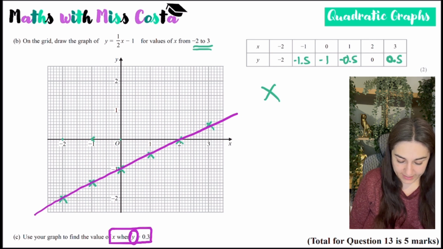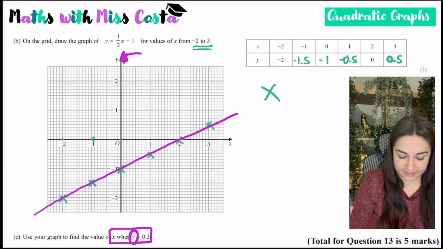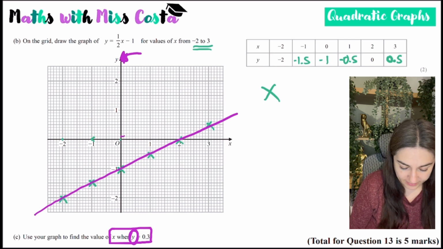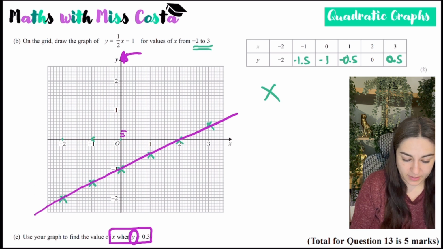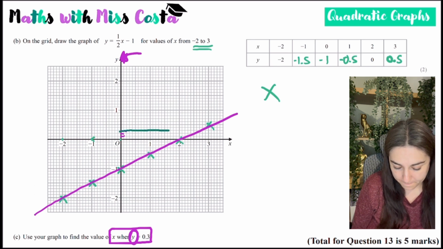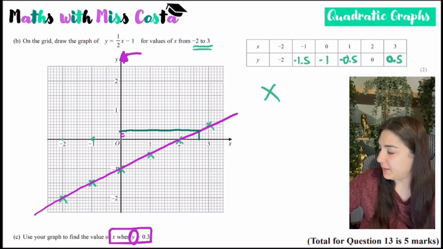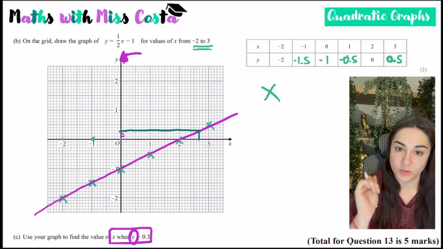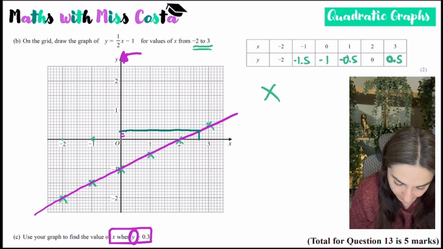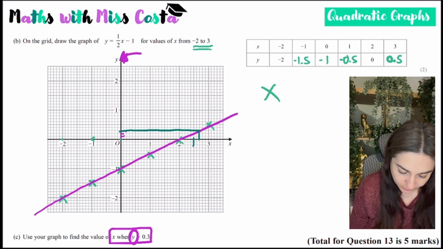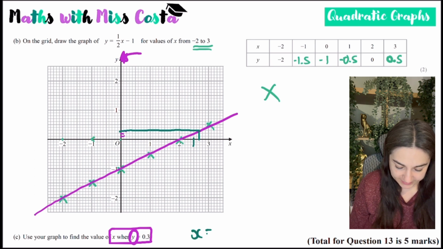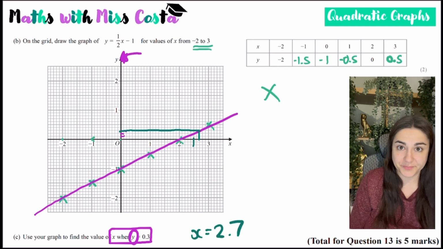So when y is 0.3, this is the y-axis. So we're going to go up, and that's 0.1, 0.2, 0.3. We're going to go along that line until we reach the x coordinate, and then we read downwards. Now mine might be a little bit different because I'm not using the pencil and stuff, but that would be 2.5 is halfway, so 2.6, 2.7. So x is 2.7.